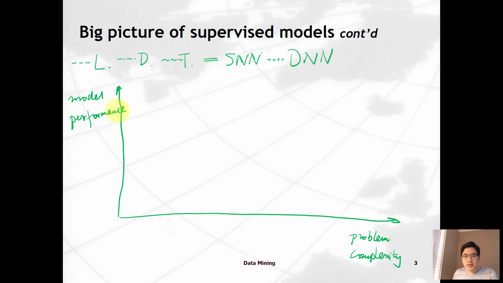Model performance. Okay, I would like to discuss how the performance of the 5 types of models would change when facing problems of different complexity. So on the x-axis, as you go to the right, problem complexity is increasing, and on the y-axis, the higher you go, the better the model performs, meaning smaller error, or higher accuracy, smaller error.